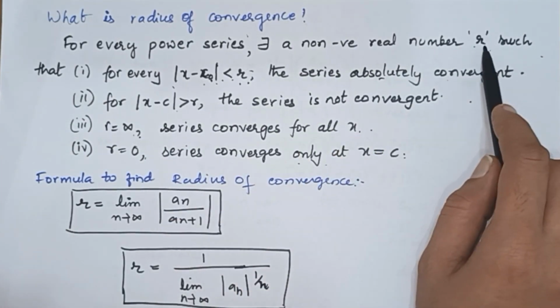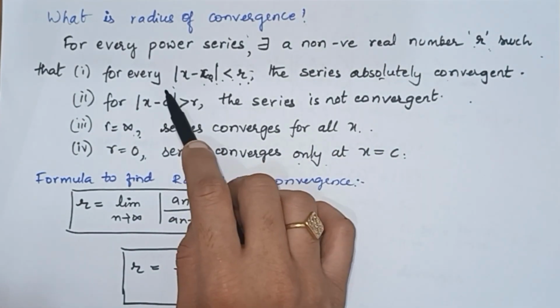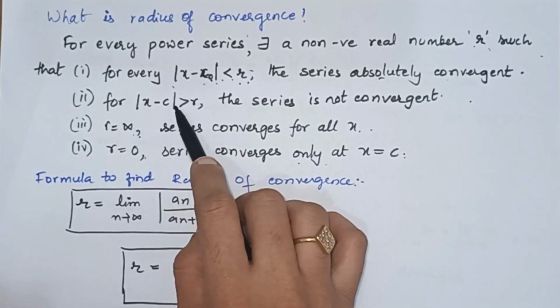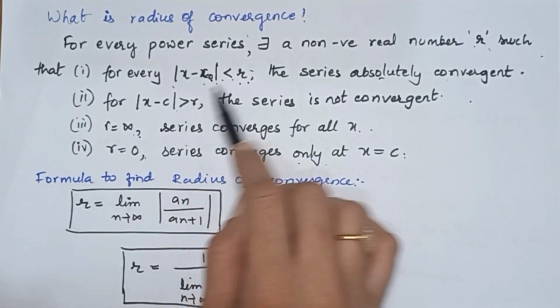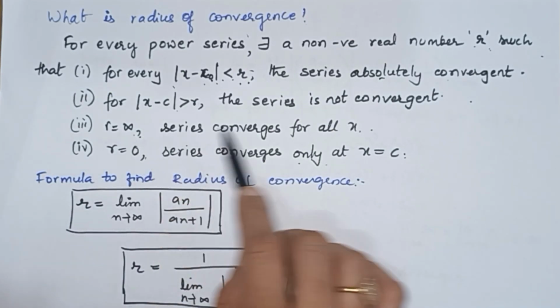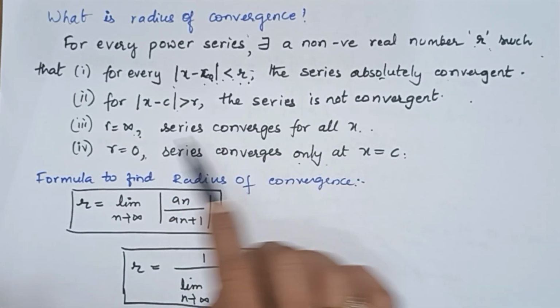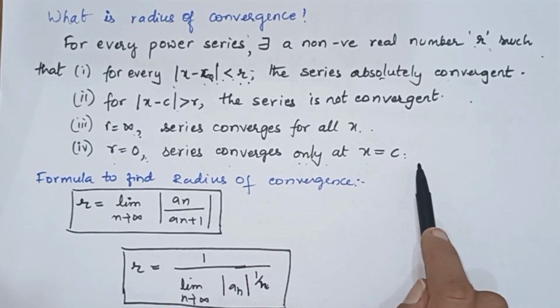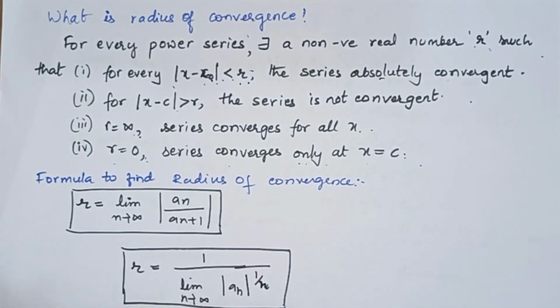If R is unique and finite, then it is convergent for mod of x minus c less than R, and divergent for mod of x minus c greater than R. If you get R equal to infinity, then it is convergent for all x. If you get R equal to 0, the series is convergent only at the center x equal to c.